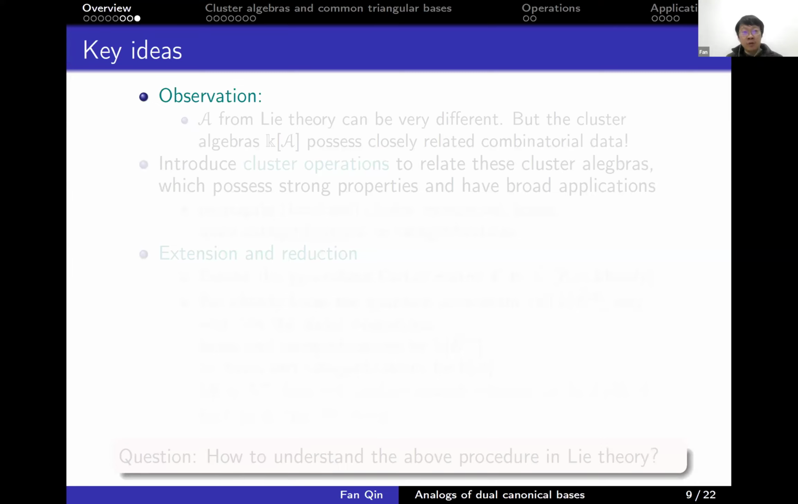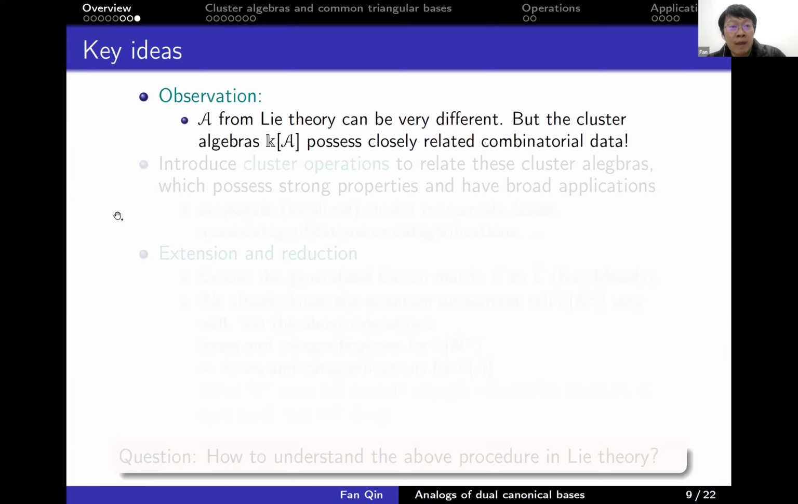And now finally, before going into mathematical details, I want to talk about the key ideas about how we work out this main theorem. So our main theorem is about many families of coordinate rings sharing some common structure, right? And usually it's difficult. If you want to do it case by case, it will be a very complicated problem. And here we have the following observation. For many varieties from Lie theory, they can be very different. But if you view them as a cluster algebra, the cluster algebras have very closely related combinatorial data. Right? So in terms of cluster algebra, they are not so different. Sometimes they differ by some base change, sometimes they differ by some minor changes.